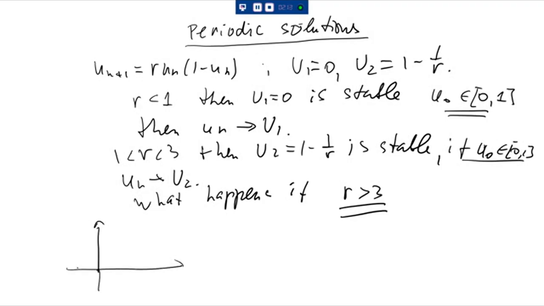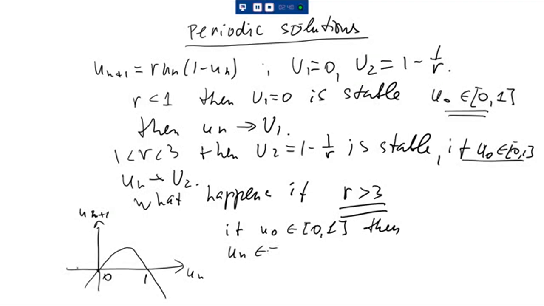Let's look at the plot of our logistic map, UN plus 1. So this is our logistic map, it's a quadratic parabola. So what happens if U naught belongs to this segment, then UN also will belong to this segment, provided that R is less than 4.